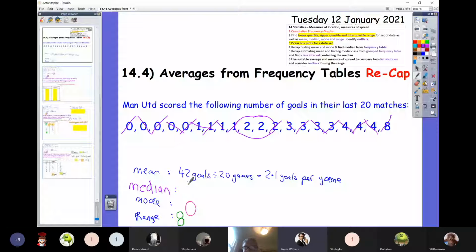Now, if we go and put this information into a frequency table, okay, the slide will come through in a second. As I said, there's a bit of a lag.